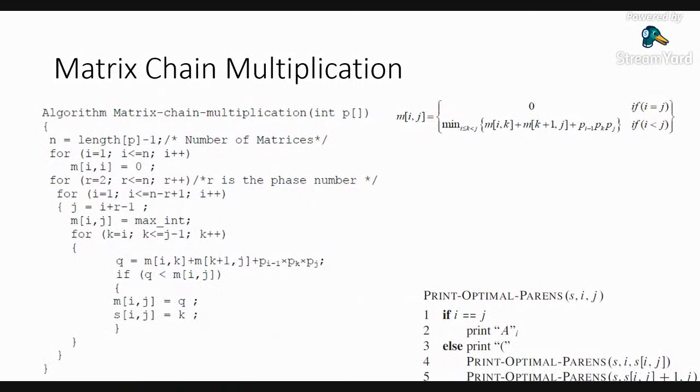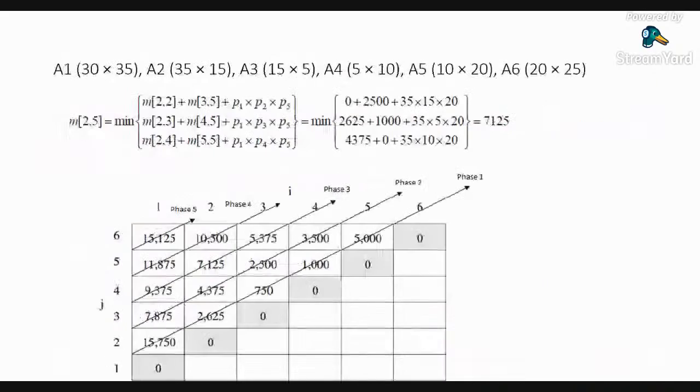Here you can notice that this i will be starting from 1. See the end of this i. Here, the last value of i in phase 1 is 5. Phase 2, the last value of i is 4. Phase 3, the last value of i is 3. So, the last value of i is getting decreased.